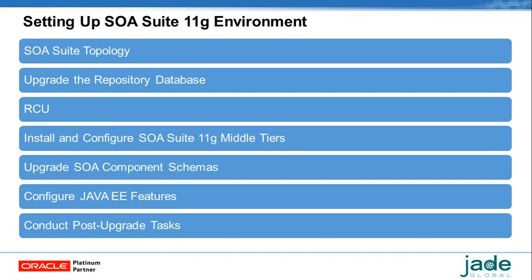In the new slide, we're going to talk about how to set up the SOA Suite 11g environment. For the SOA Suite topology, we need to decide how the folder structure needs to be, like the middleware home, common home, and things like that. Upgrade the repository database and Repository Creation Utility. Install and configure the SOA Suite 11g middle tier, and upgrade SOA component schemas, and configure Java EE features, and conduct post-upgrade tasks.